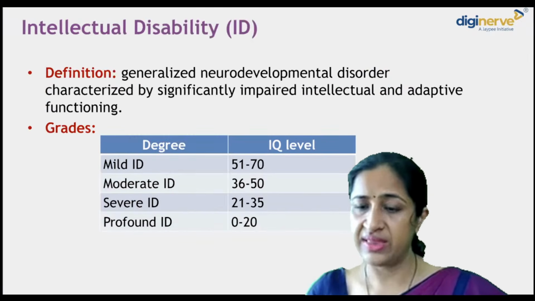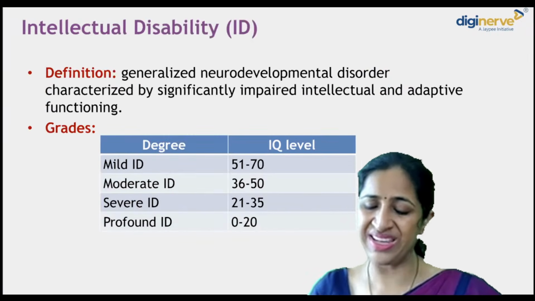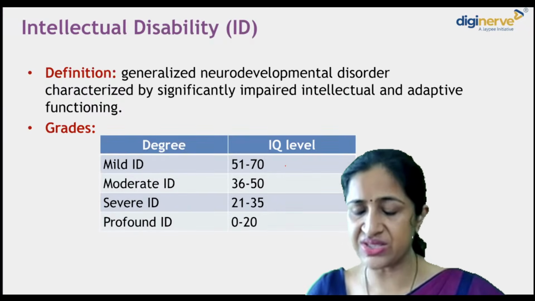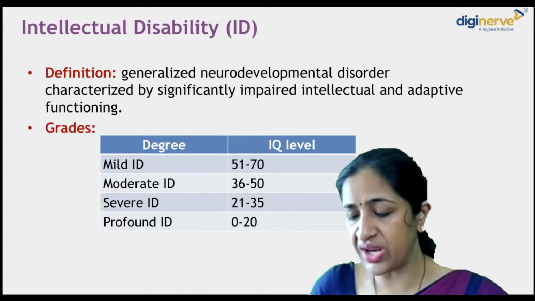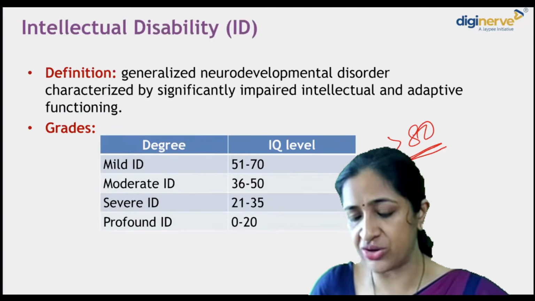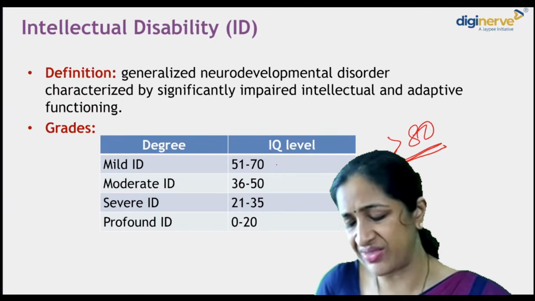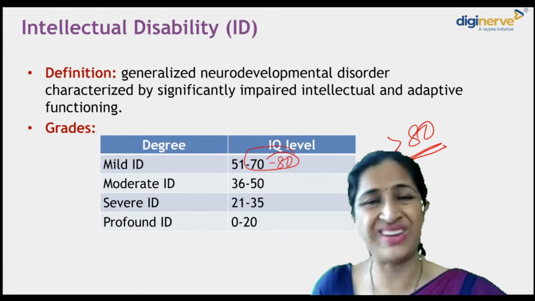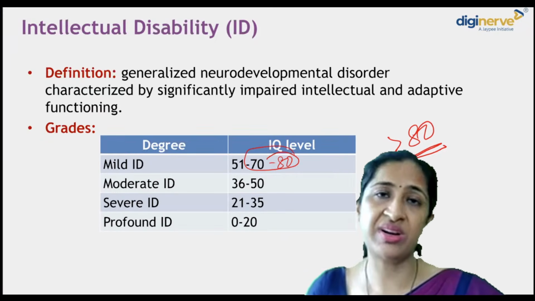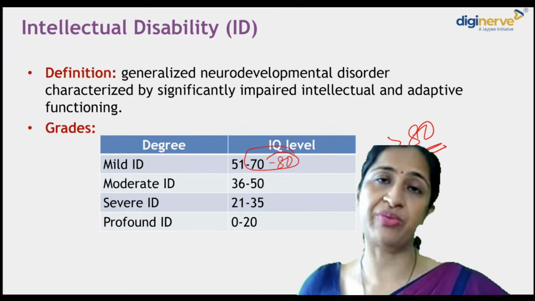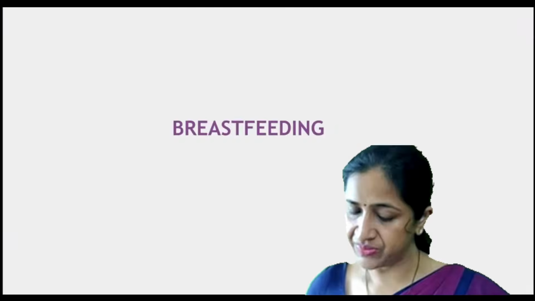Then intellectual disability. In this, I just wanted to focus on the IQs. Now, usually anything above 80 is normal. Mild intellectual disability is 51 to 80, 70 to 80. So 51 to 80 is mild. Moderate 36 to 50. Severe 21 to 35 and profound less than 20.